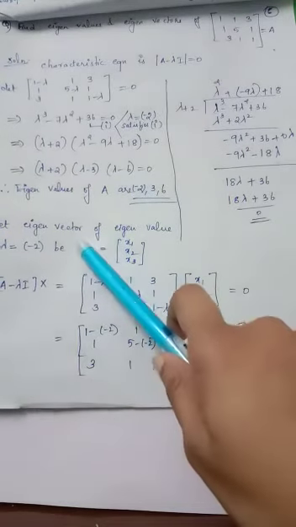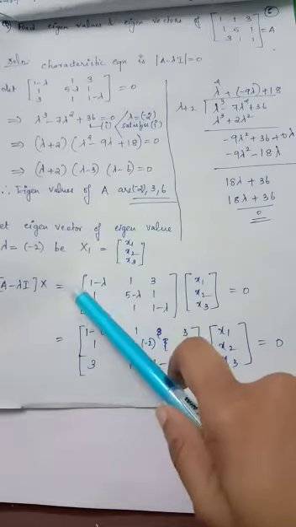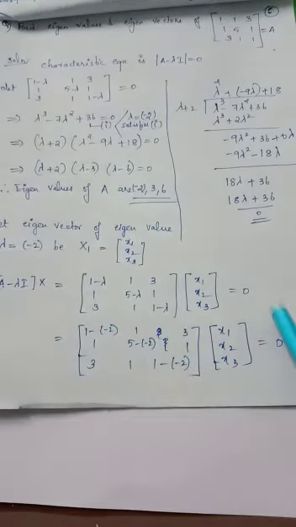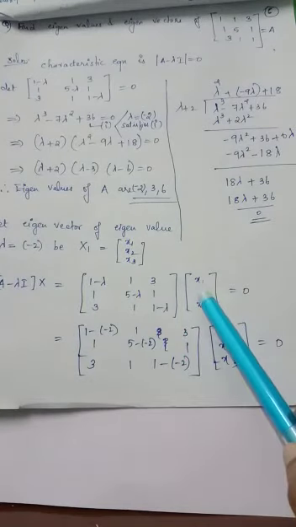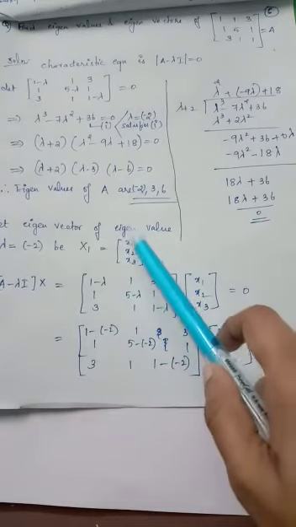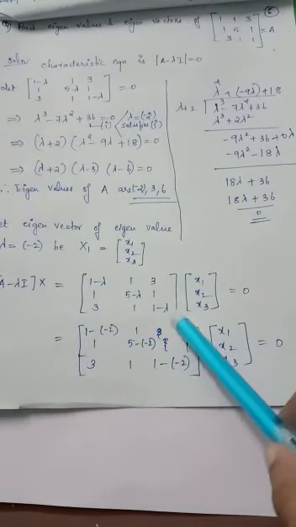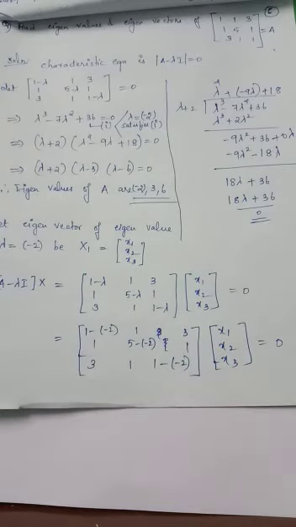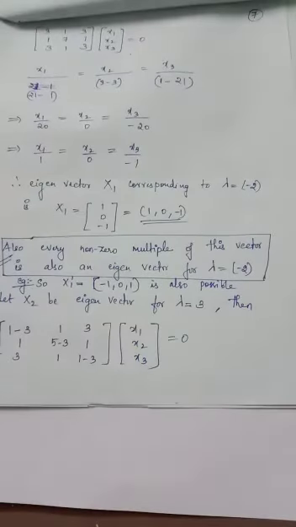For evaluating the eigenvector of lambda equal to minus 2, we first consider A minus lambda I into x equal to 0. What is x? x will be the eigenvector, a column matrix with the entries x1, x2, x3. We replace lambda by the value minus 2 and we get the matrix in this format. To find x1, x2, x3, we follow the same process as we evaluate the adjoint or determinant of a matrix.